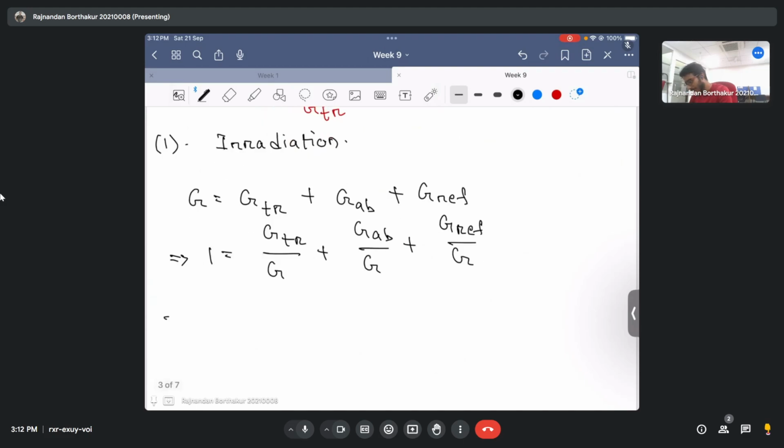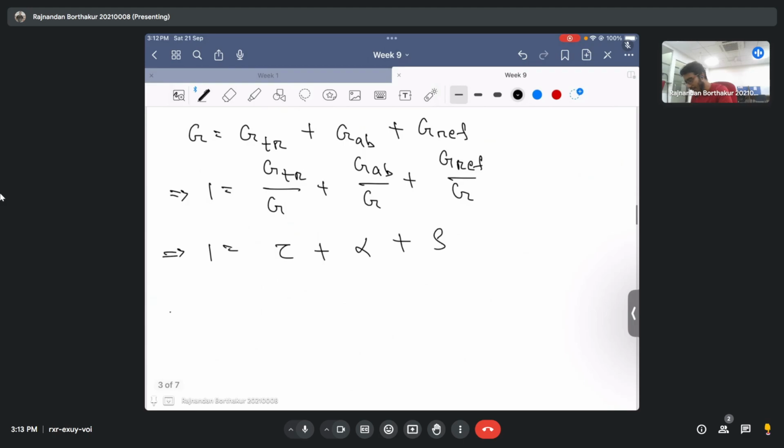Okay. Then this fraction, G_TR by G, is the fraction of energy that gets transmitted from the incident radiation. And this particular fraction has got a name, and it is known as tau. We call it transmittivity. Of course, since it's a fraction, transmittivity has values from 0 to 1. It cannot be greater than 1, neither can it be less than 0. And the fraction of irradiation that gets absorbed in the surface is known as absorptivity. We call it alpha. And the fraction that gets reflected is known as rho.